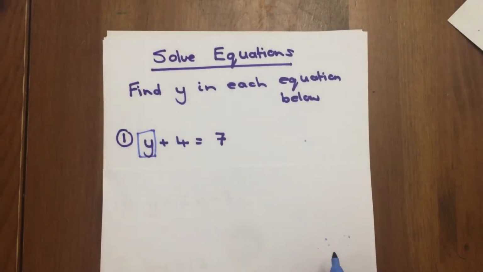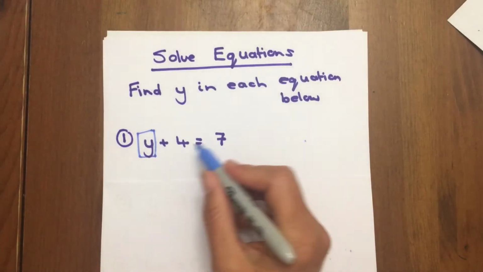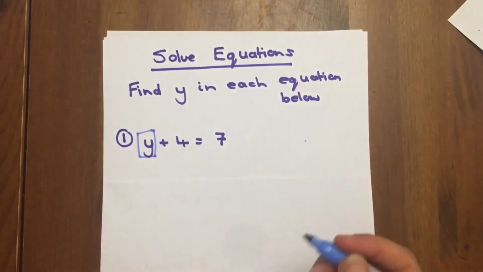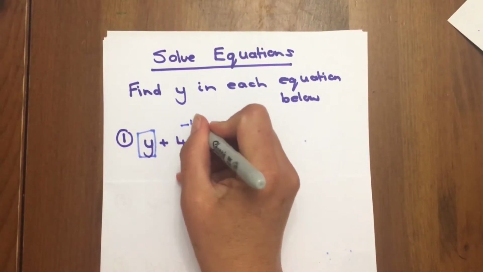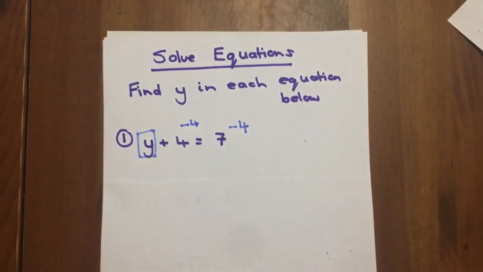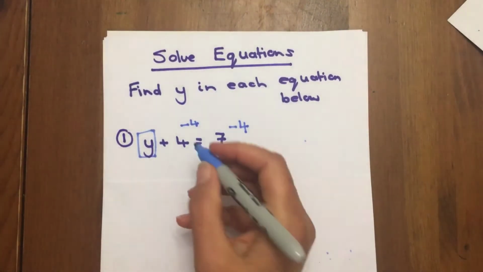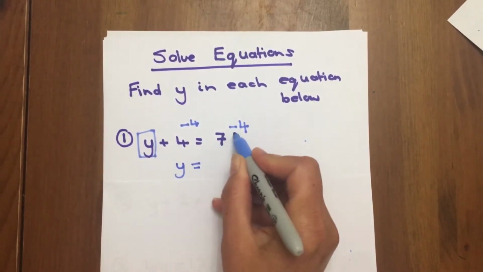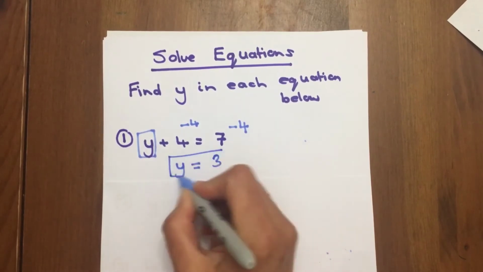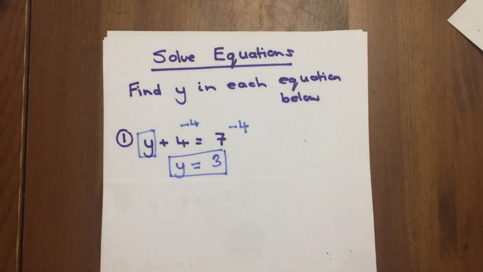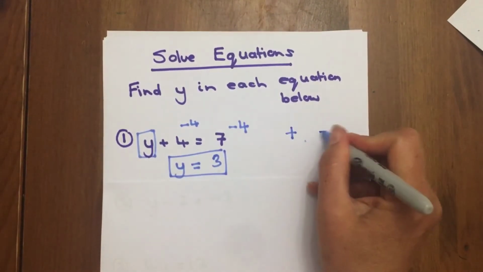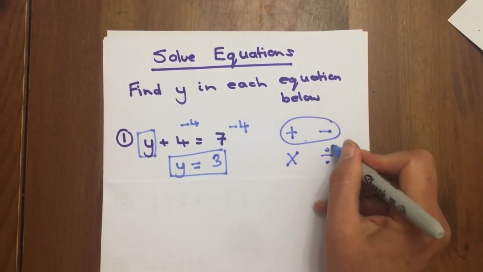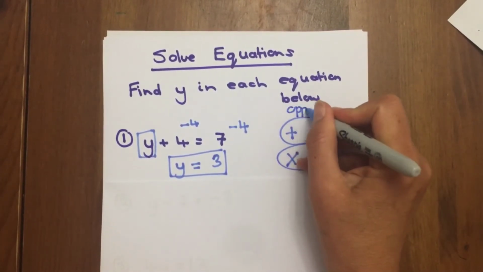Find y. Well, what we do to both sides of the equation, we do the opposite of adding 4, which is to subtract 4. So I subtract 4 from both sides. -4 from this side, -4 from this side. Okay, 4 take away 4 is nothing, so I'm just left with y. 7 take away 4 is 3. So y equals 3. The opposite of adding is subtracting. The opposite of multiplying is dividing. These are opposites. Write it in your book.